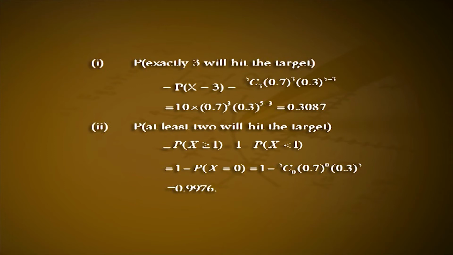Probability of at least 1 bomb will hit the target equal to P(x ≥ 1), that is equal to 1 − P(x < 1), that is equal to 1 − P(x = 0), that is 1 − 5C0 × 0.7^0 × 0.3^5, that is 0.9976.